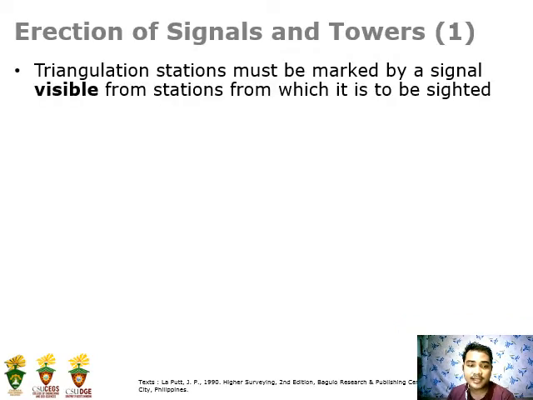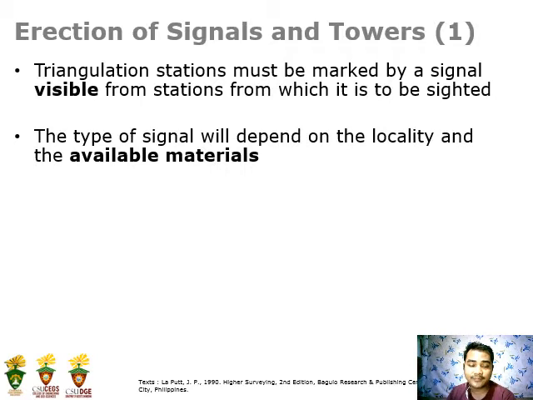So first is ang triangulation station must be marked by a signal visible from stations from which it is to be sighted. So kung gingon, purpose ni signals and towers is to make the triangulation stations visible with each other. The type of signal will depend on the locality and available materials. Of course, kung hapon economically, mas gamay po siya o gasto. So, kung kahoy dadto, so kahoy itong gamitan.